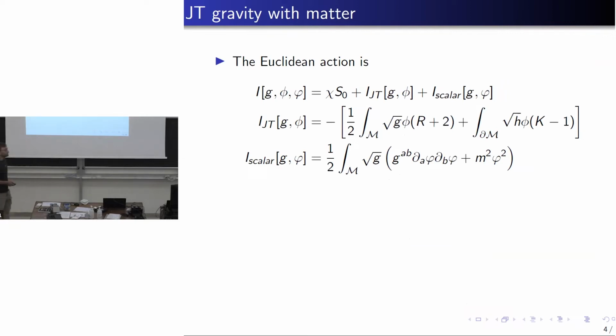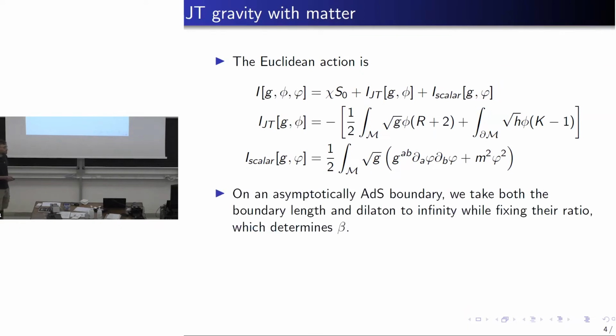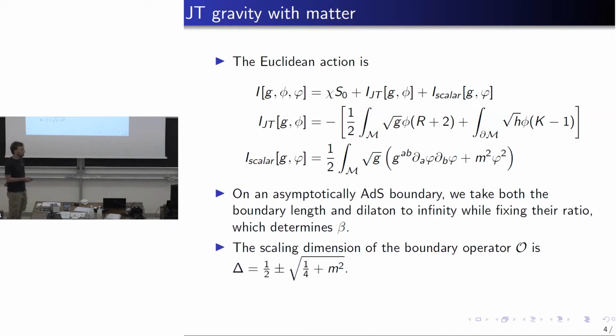So this is just a brief review slide of JT gravity plus matter. Again, we're taking JT gravity and minimally coupling it to a scalar field, so the scalar field only talks to the metric directly, not the dilaton. Here S naught is the extremal entropy, chi is the Euler characteristic of the manifold we're considering. We're using standard boundary conditions where we fix the boundary length and dilaton. Furthermore, the scaling dimension of the boundary operator is delta and is related to the mass of the scalar field in this way. The plus or minus sign just corresponds to a choice of boundary condition. And in this work, we've only considered the case where delta is positive.